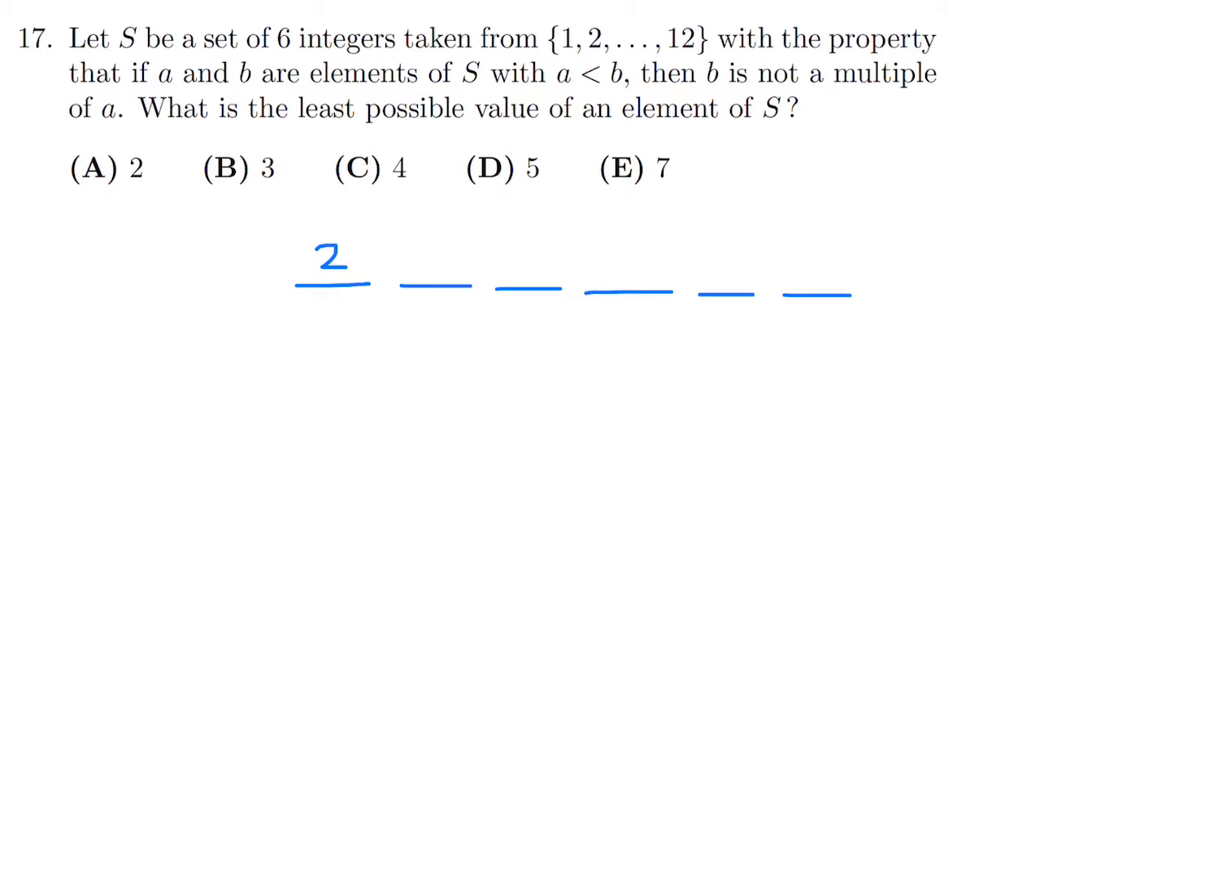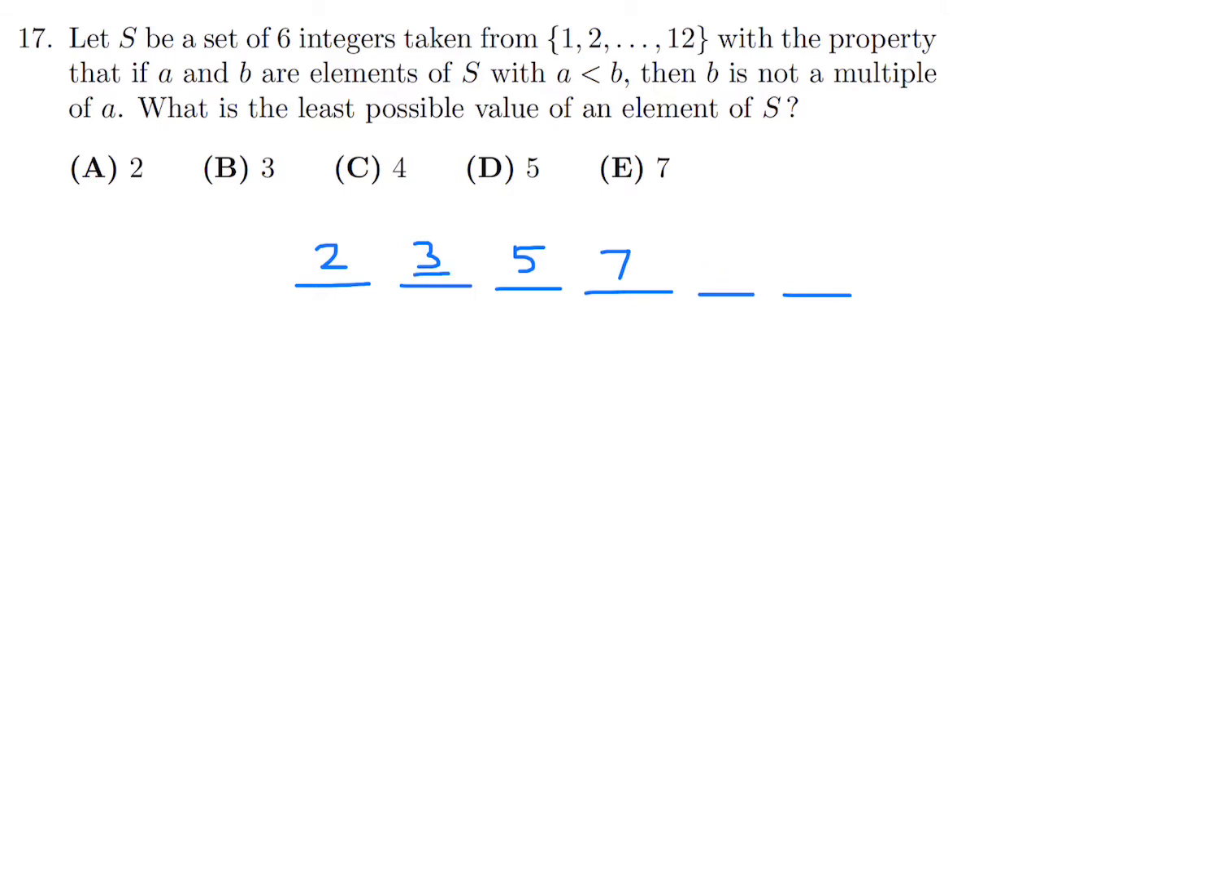Can I choose 3? Sure. Can I choose 4? No, because 4 is a multiple of 2, and that's not allowed. Can I choose 5? Yes. 6? No, because 6 is a multiple of 2 and a multiple of 3, so that's not good. 7 is fine. 8? Can't choose 8 because that's a multiple of 2.